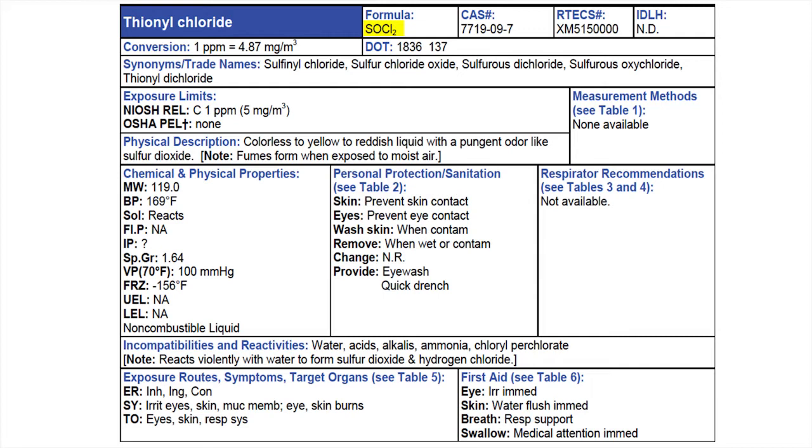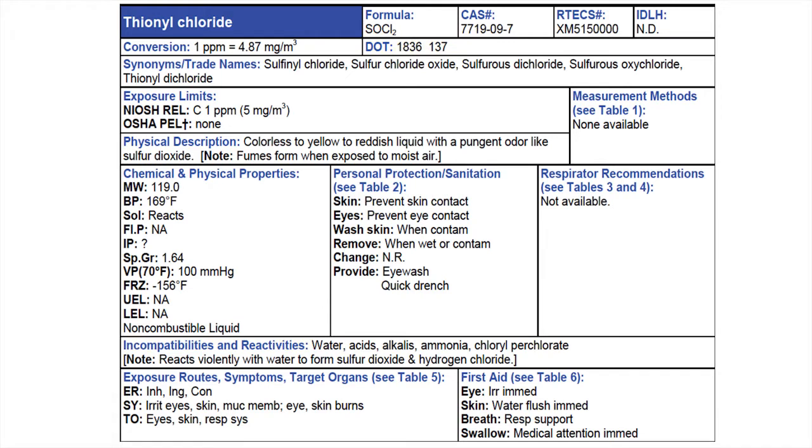Good news. Next thing I want to know, does this chemical polymerize? Three places, remember. Formula for the equal sign, DOT for the 3-digit number ending in P, and incompatibilities and reactivities. I'm looking for the word polymerize. It's neither of those. This chemical does not polymerize.